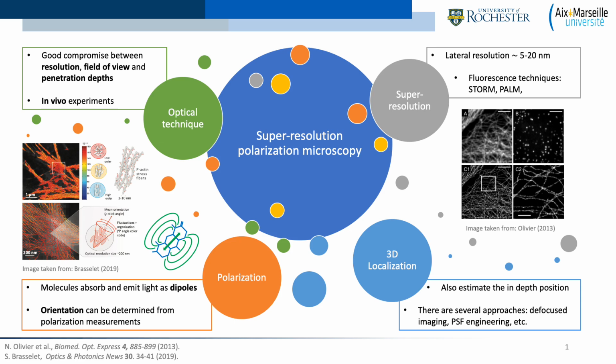And lastly, light has another degree of freedom, which is polarization. This is important because molecules absorb and emit light as dipoles, and this affects the polarization of the emitted light. Then, by measuring this polarization, we can actually know the orientation. Here in the figure on the left, I'm showing some actin filaments, and we're not only interested in the main direction of the filaments, but also in the structure within them. This is important to follow the growth of biological tissues.